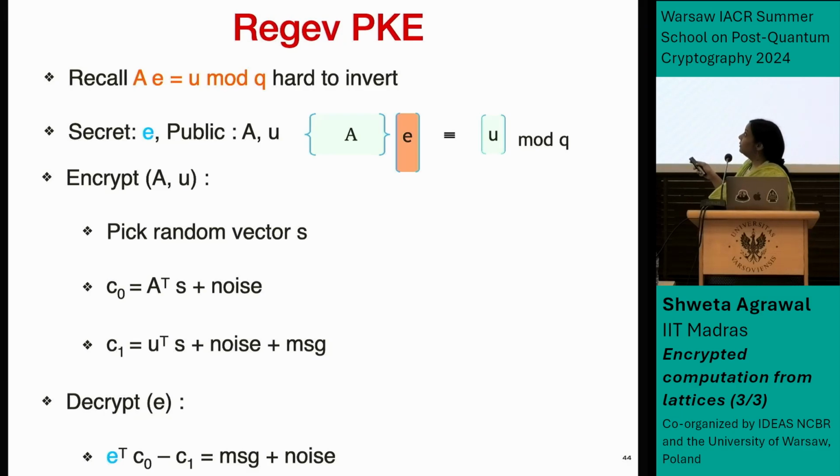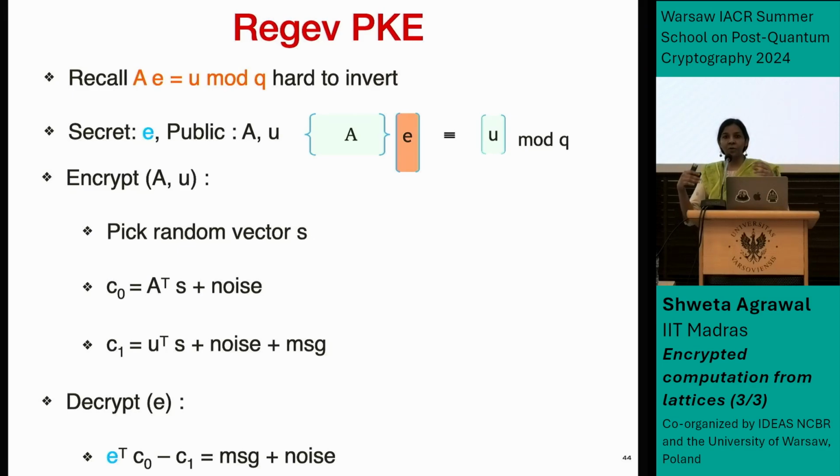So this is the SIS problem, right? So AE is equal to U. This is hard to invert when E is short. So I'm going to keep my secret as E, and public parameters will be A and U. Now, in order to encrypt some message, what do I do? Well, I create LWE samples with respect to A and U, and I add the message to one of them. So the message, I'm thinking of it as a scaled bit.